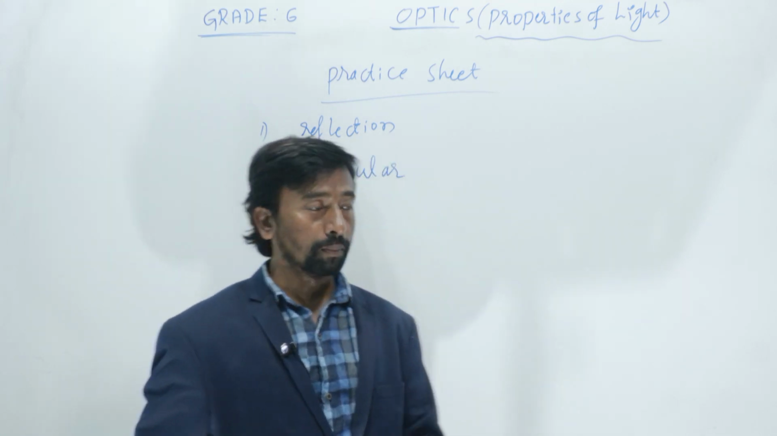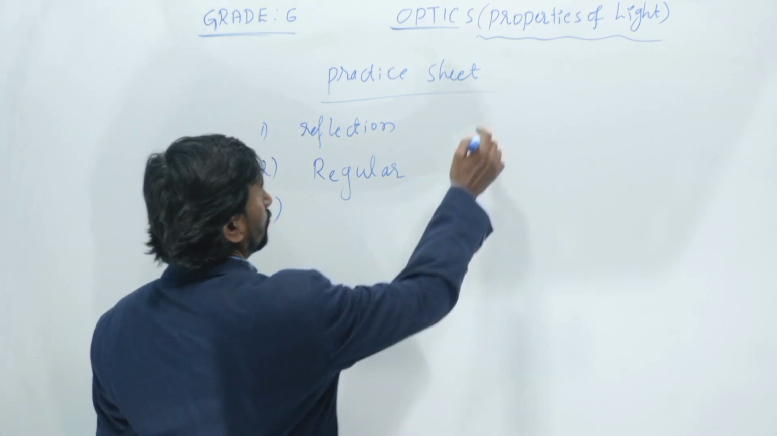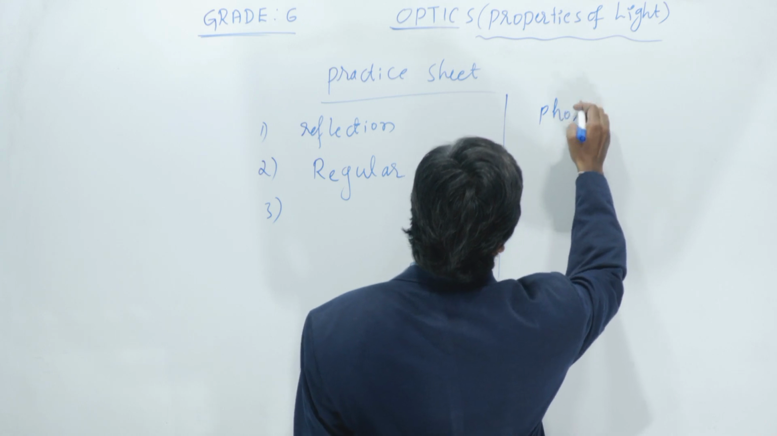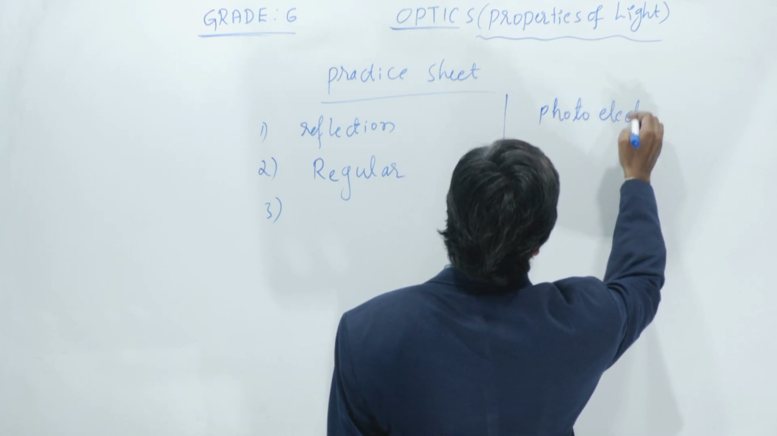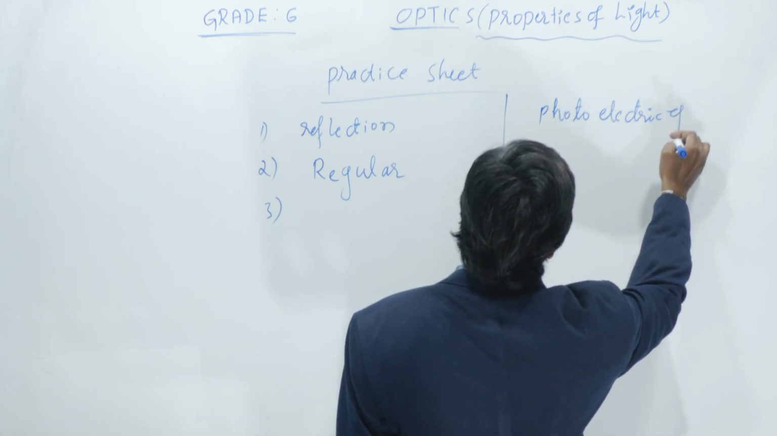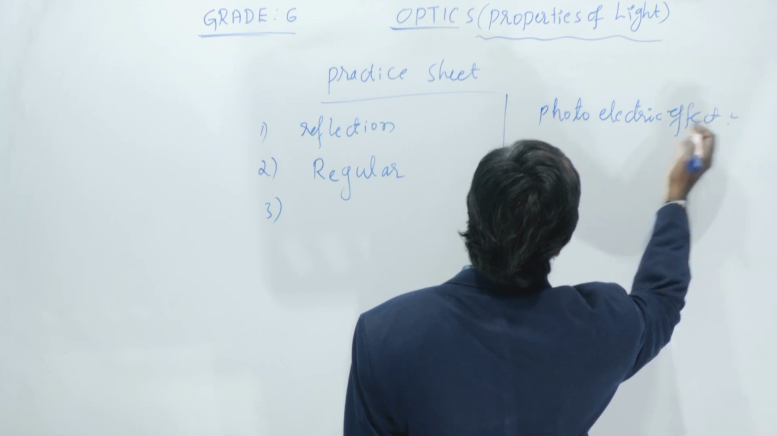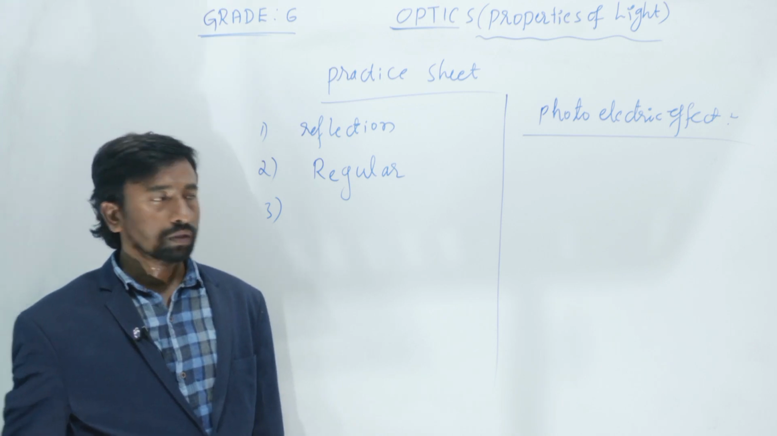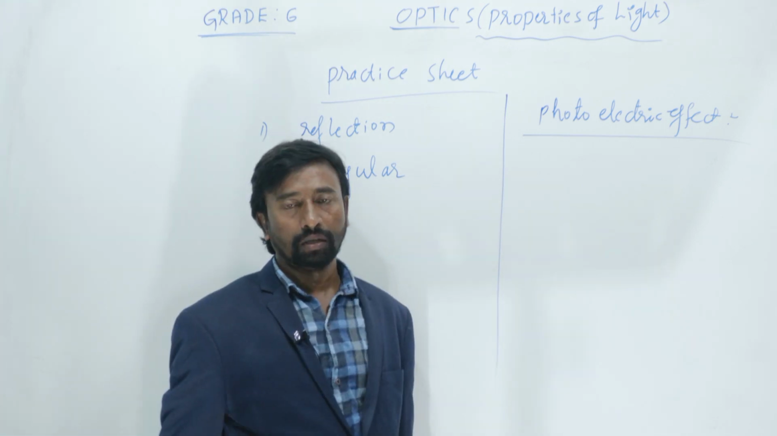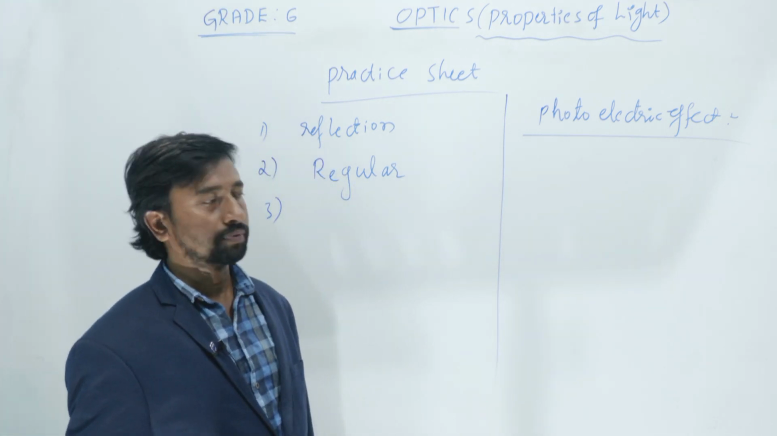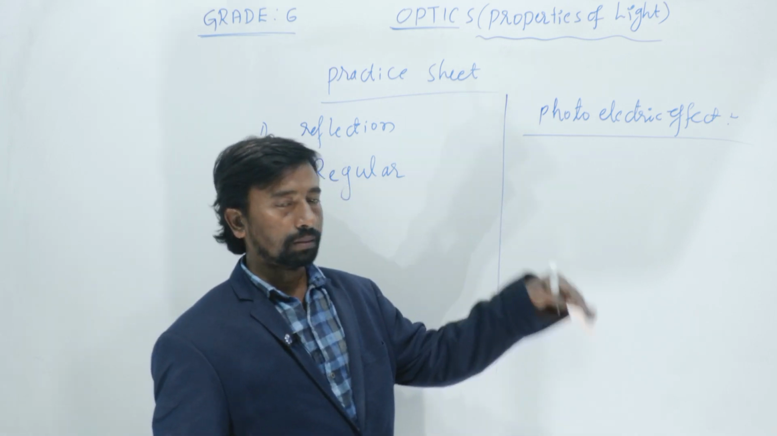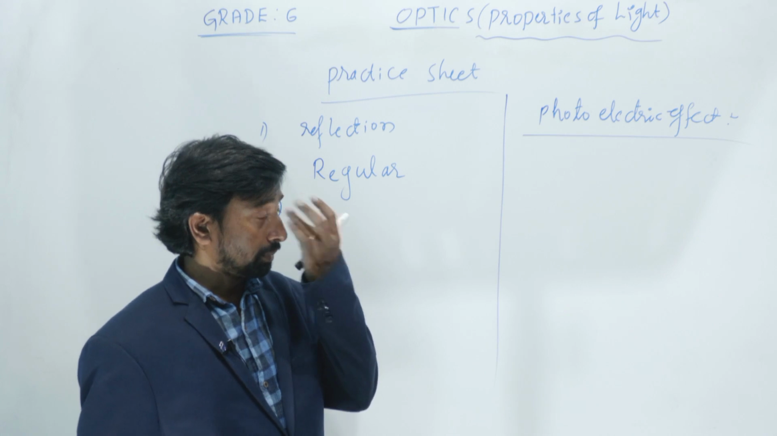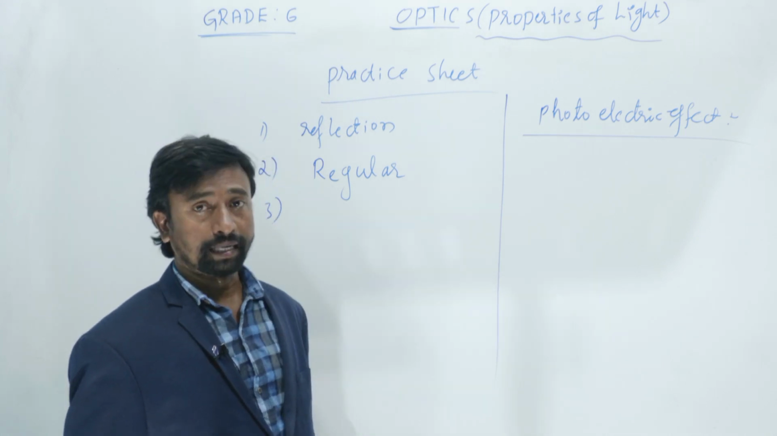And one more property is there that I forgot to tell here. Photoelectric effect. The next property of light is the photoelectric effect. The photoelectric effect is nothing but the phenomenon of light in which the emission of electrons takes place from the metal surface whenever some amount of light is made to fall on the surface. That is called the photoelectric effect.